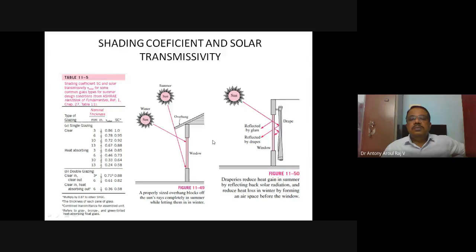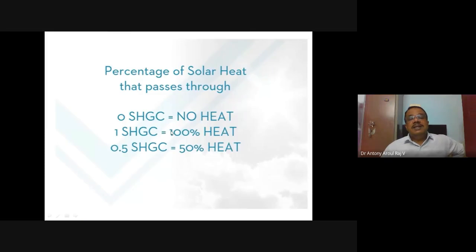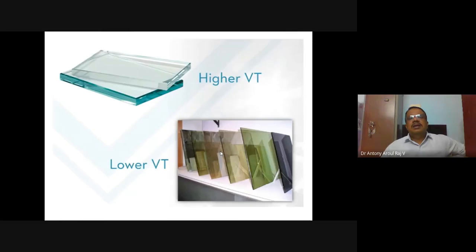Now SHGC is a percentage. 0 SHGC means no heat is entering into the building, and 1 SHGC means 100% of heat is entering. 0.5 SHGC means 50% of heat is entering into the building. And we have visual transmittance, higher visual transmittance and lower visual transmittance. So what is visual transmittance?